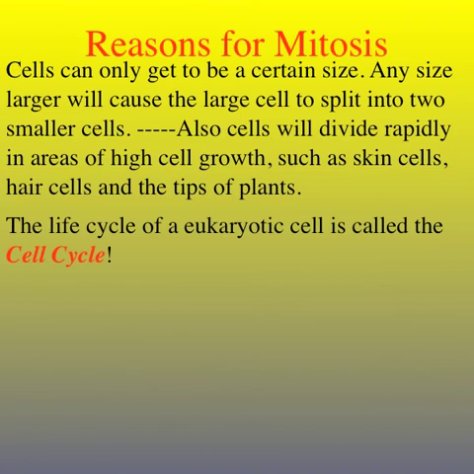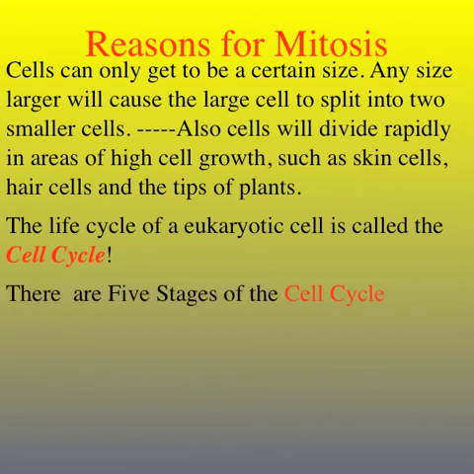The life cycle of a eukaryotic cell is called the cell cycle. The other important concept of this presentation. There are 5 stages to the cell cycle. The G1 phase, where the cell just is acting normally. If it's a skin cell, it's a skin cell. If it's a hair cell, it acts like a hair cell. Does whatever that cell does.